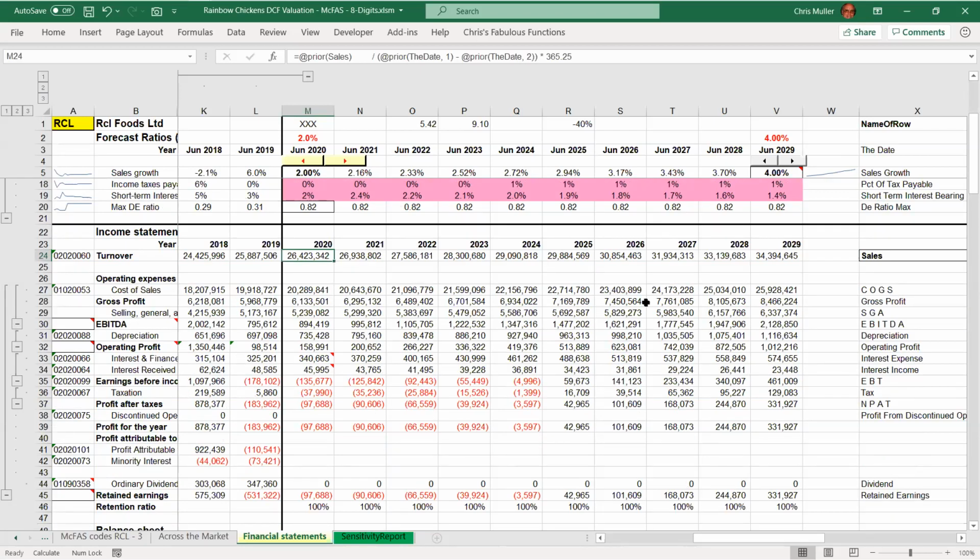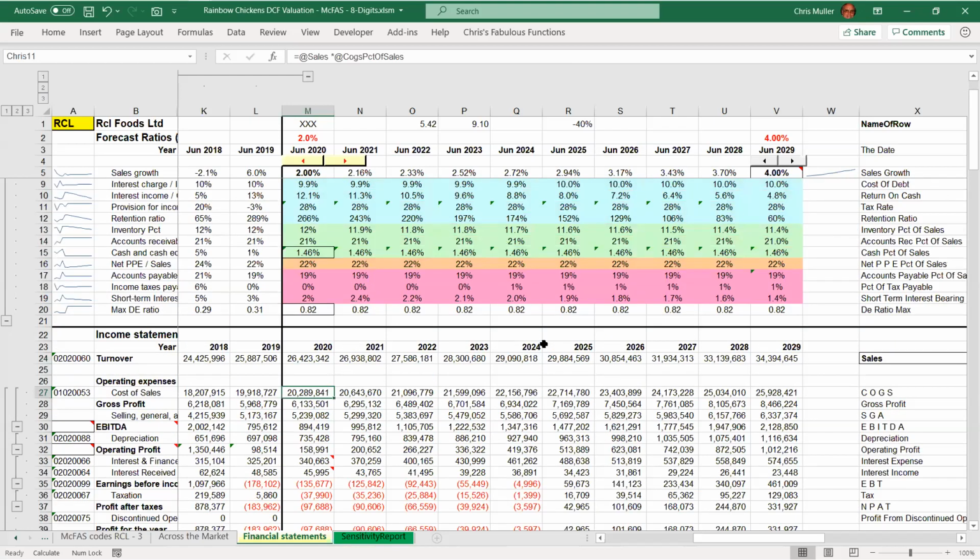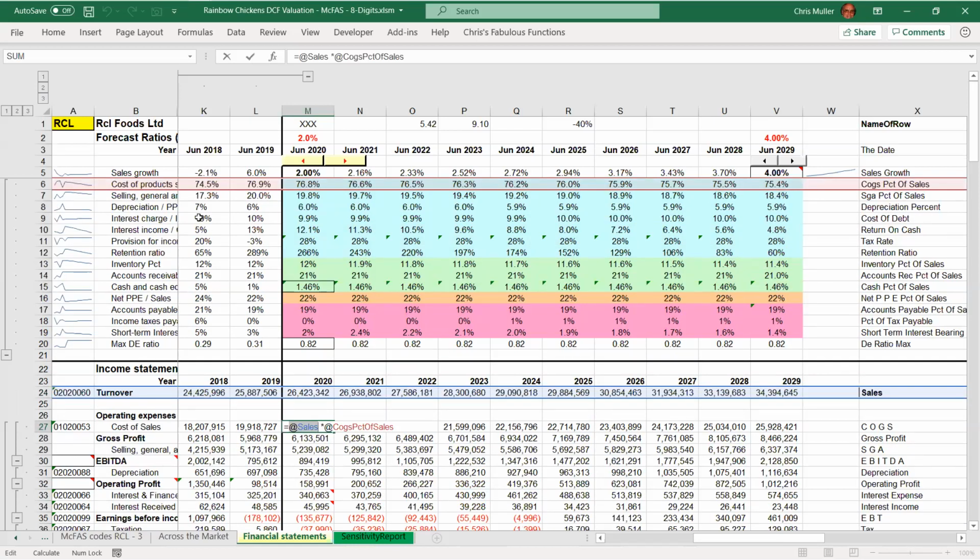That's very cool, because now we can, wow, do you think we can put in some extra things? Well, there's your turnover. You can say at turnover, and guess what? You have got cost of products as a percentage, so you can just multiply. So it's as simple as multiplying those two together. Sales times cost of sales.